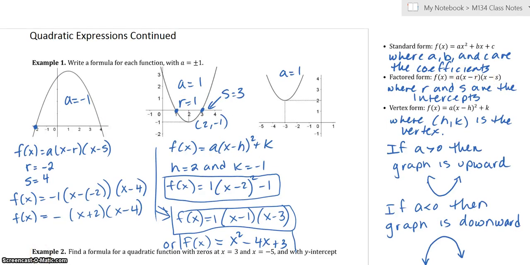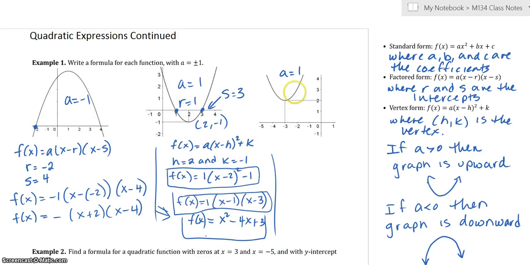So finally, let's work on the last one. On this last one, we cannot do it both ways. We cannot use factored form because it doesn't have any x-intercepts. So this one you would have to do in vertex form. So we would use the same formula here, where we would know the vertex. What's the vertex? -3, 2. So the h is -3 and the k is 2. So what would the formula be? The a is 1 here.